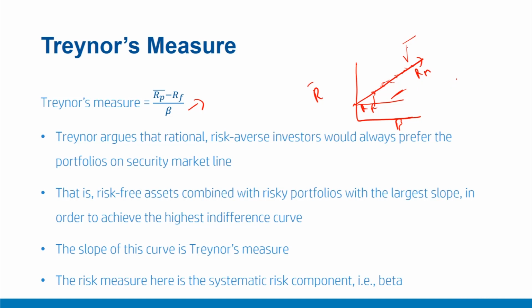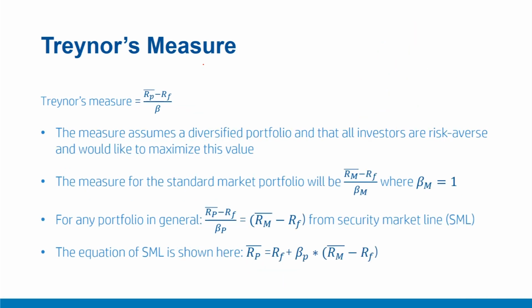Now, in the short term, there may be securities that are above as well as below. For any investor, any security that offers the highest slope, or this Treynor's measure, is always preferred. The appropriate risk measure, as we discussed, is beta, which measures the systematic risk component of any security.